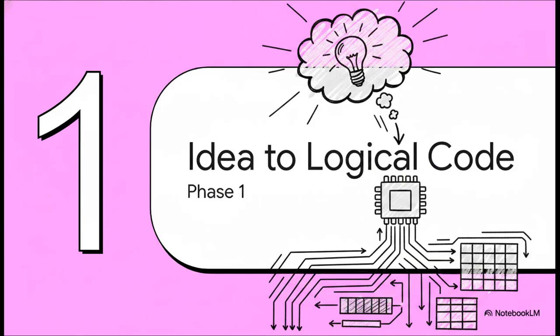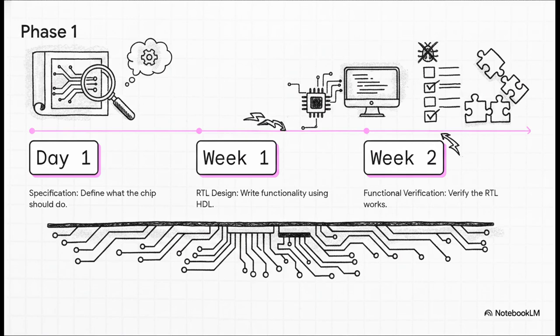Starting right off with Phase 1, Idea to Logical Code. This is where every physical chip begins its life as a conceptual blueprint and lines of code. Let's actually look at this like a real-world, chronological project roadmap. These first 3 steps really kick off the whole project. Day 1 is all about specification. Then by week 1, we're deep into RTL design. And hitting week 2, we're already executing functional verification to make sure everything works.